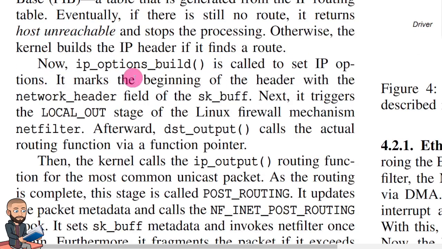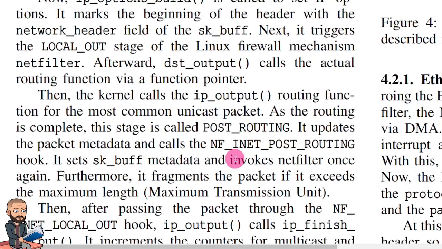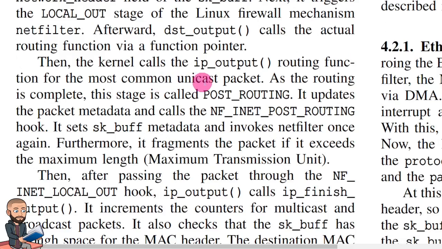Now, ip_options_build is called to set IP options. It marks the beginning of the header with the network header field of the skbuf. Next, it triggers the local out stage of the Linux firewall mechanism netfilter. Afterwards, dst_output calls the actual routing function via a function pointer. Then the kernel calls the ip_output routing function for the most common unicast packet. As the routing is complete, the stage is called post routing.